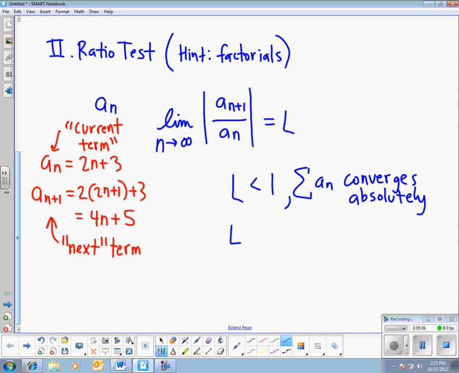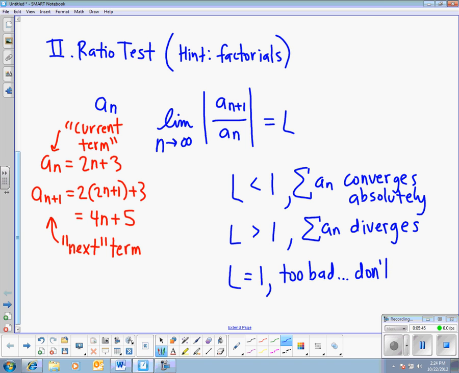If L is greater than 1, and your book says greater than 1 or infinity, that just means greater than 1 is different than infinity because infinity is not defined. So if it's a real number like 5, that's greater than 1, or if it's infinity, then your series diverges. To simplify things, I'm not going to put or infinity because I would assume that if you got infinity as your answer, you would say, hey, that's bigger than 1. If L equals 1, too bad. Don't know. Try another test.